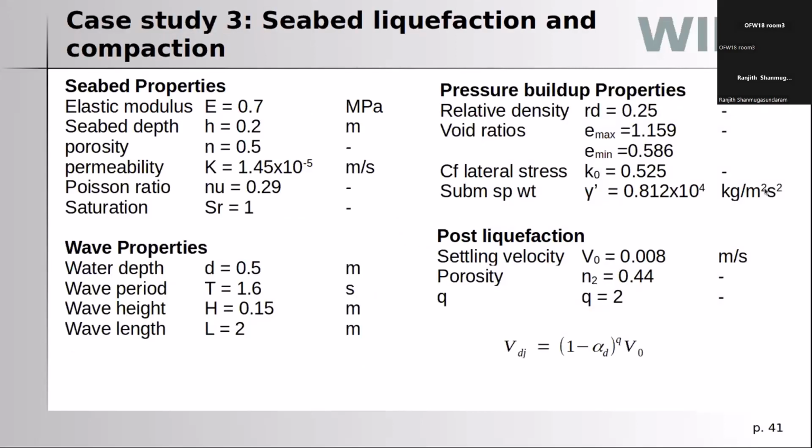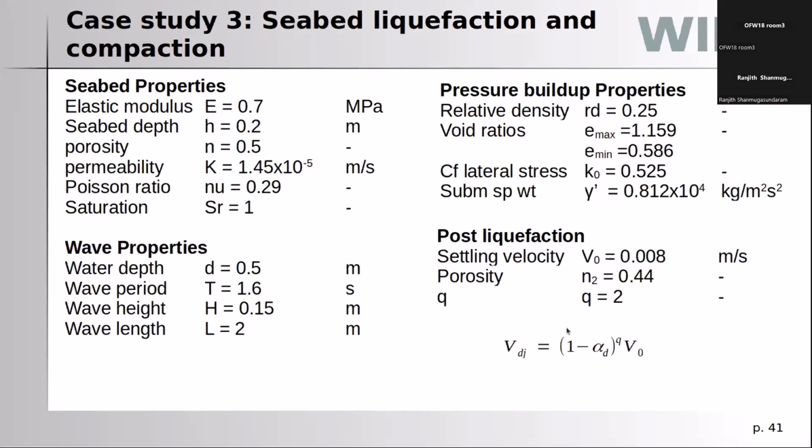This is the case study I have for the compaction model. We use the same set of parameters for the seabed and wave properties, and we still use the same pressure buildup properties. But further, for the post-liquefaction, we have the settling velocity, and that term is derived from the drift flux model. This is the closure that we use for the drift flux.